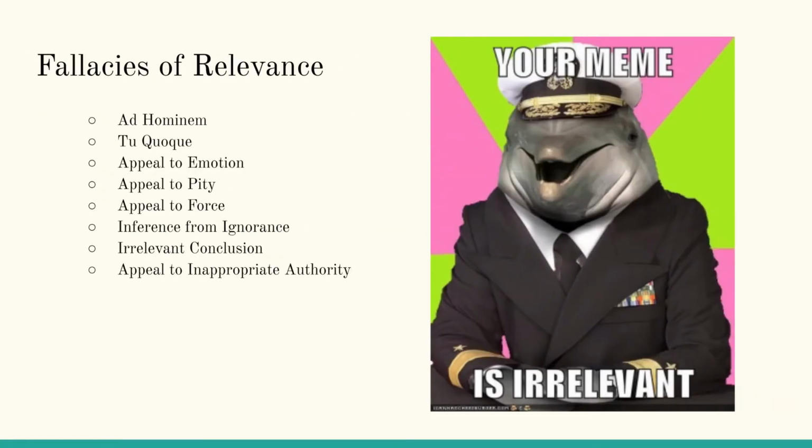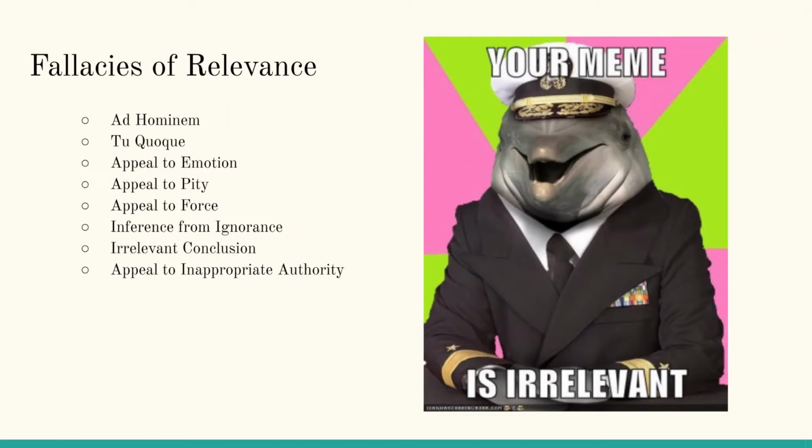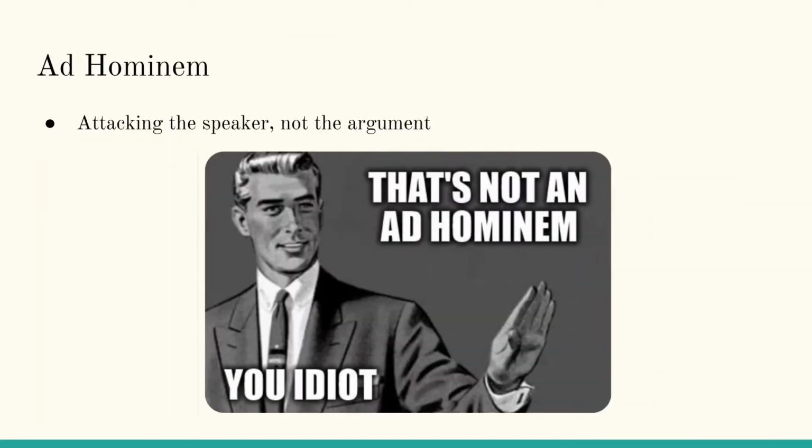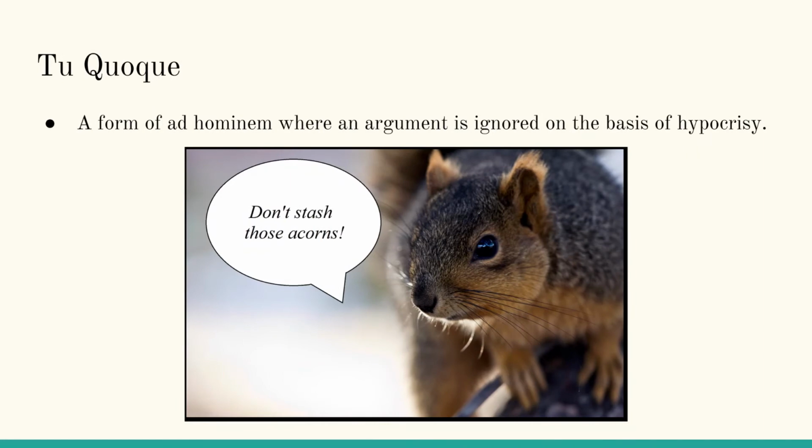When a premise is used to support an unrelated conclusion, there is a fallacy of relevance. Ad hominem occurs whenever the person who proposed an inference is put into question rather than their claim. Tu quoque is a form of ad hominem where the presenter is accused of hypocrisy.